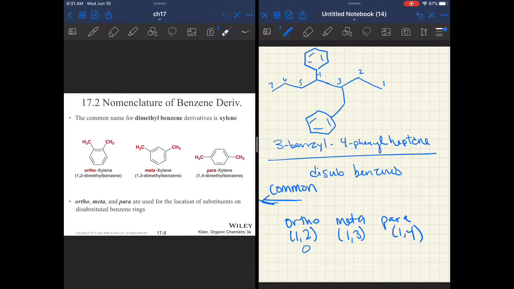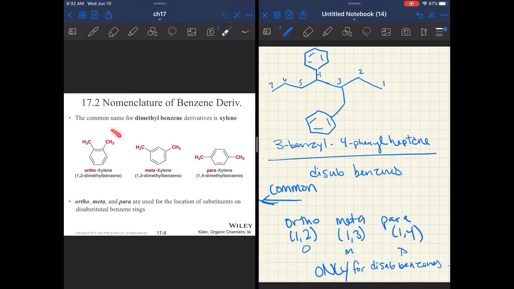You could also use just o, m, or p. This is only to be used with di-substituted benzenes. This is not to be used with cyclohexanes. This is not to be used with any other cyclic structure. It is benzene rings with 2 things present, and that's it.